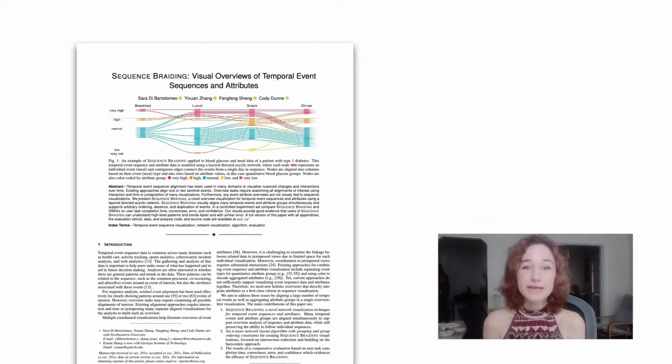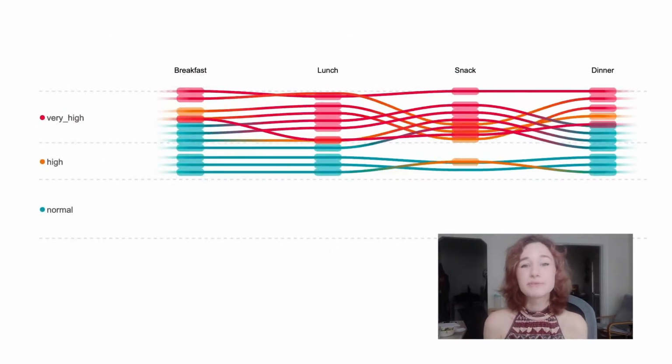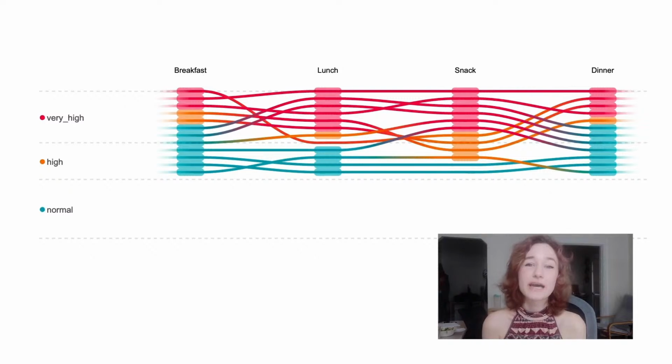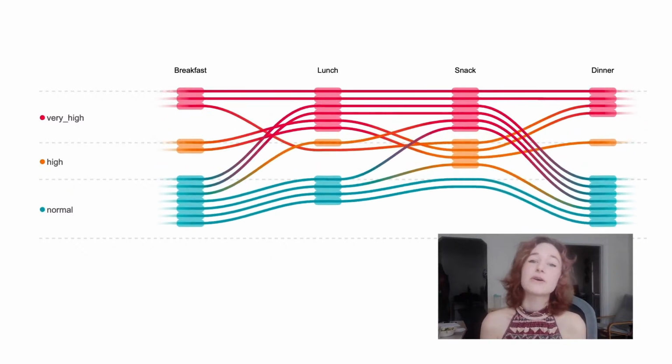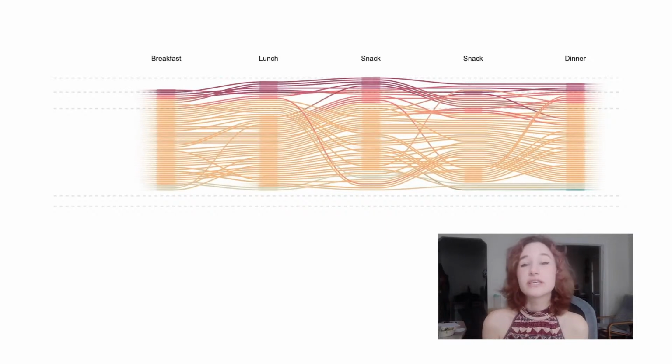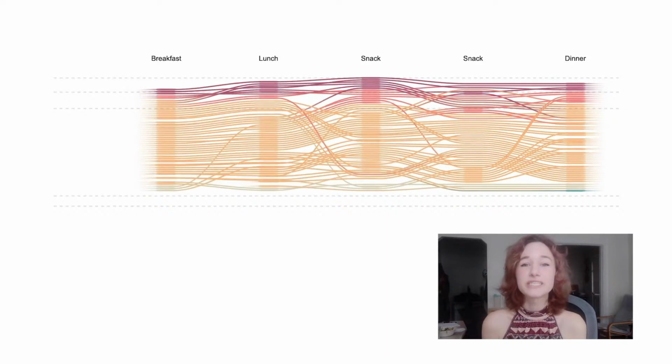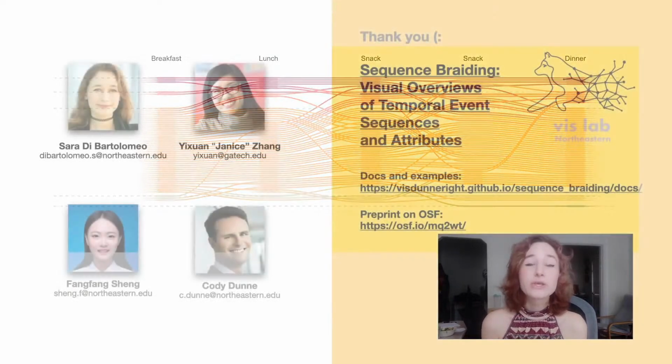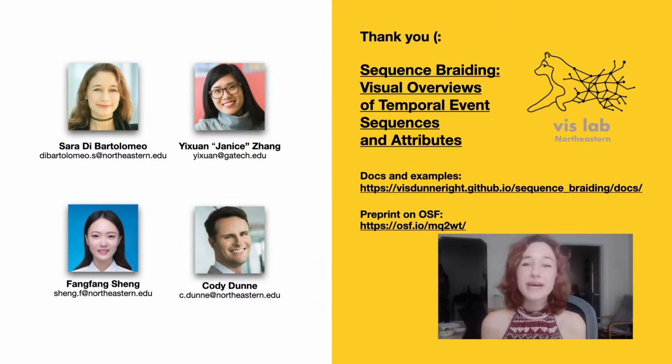Hi, my name is Sarah. In my talk, I'm going to be presenting a visualization to display an overview of multiple sequences of events and attributes. The key feature of our visualization is how easy it makes spotting trends and patterns in the data. You can find more info in the links on the right. Thank you.